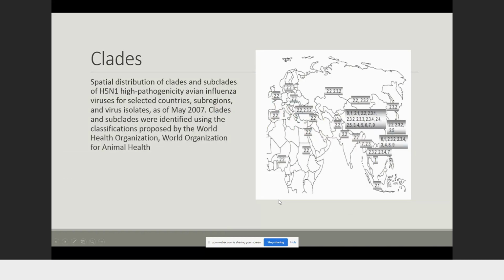This is an example of clades and subclades of avian influenza present in the world. In each country you have, for example, here clade 2.2, and here clade 2.2 and subclade 2.3.2. To know which country or geographical origin each clade belongs to, you can refer to OIE.